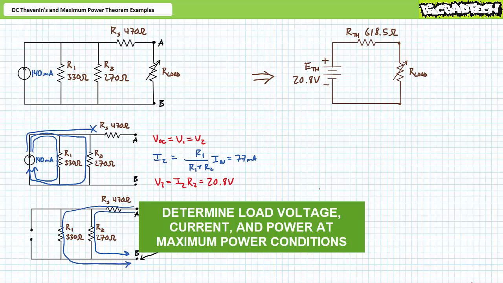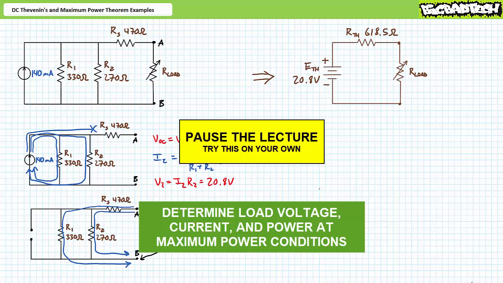Additionally, so you can solve for the voltage across the load, current through the load, and power dissipated by the load at conditions of maximum power. By all means, pause the lecture and try stage 2 on your own. If you're tracking, you should have obtained the following results.